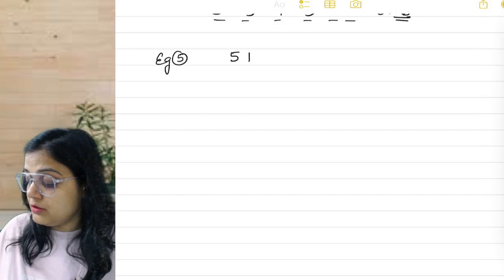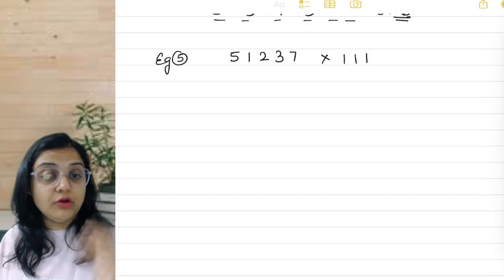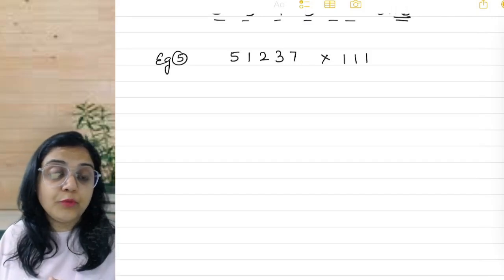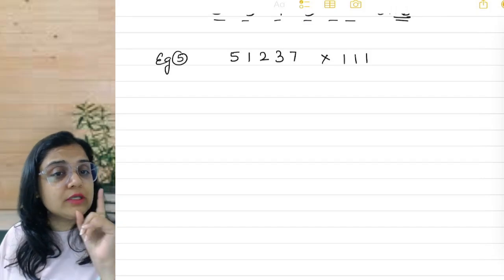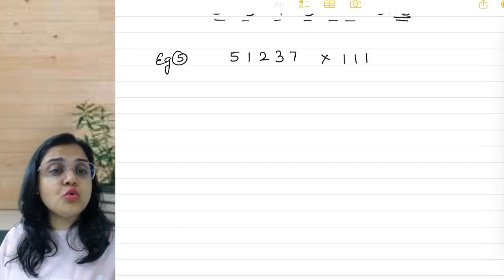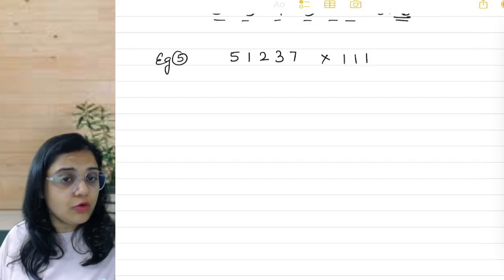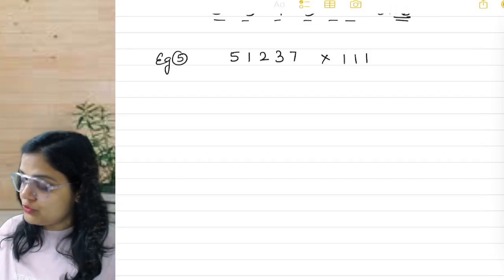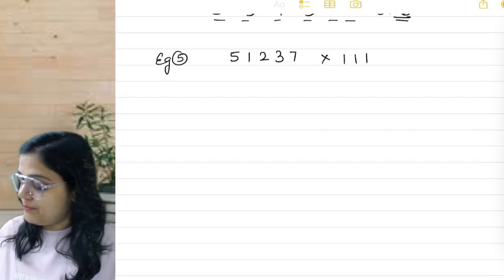5, 1, 2, 3, 7 multiplied by 111. I have raised the level of difficulty now, and this will be my last example for the day. After that I'll quickly do just one example in which I'll not explain the things. I'll just show you how quickly we can find the answer. So for explanation this is the last example. So just keep your patience up.